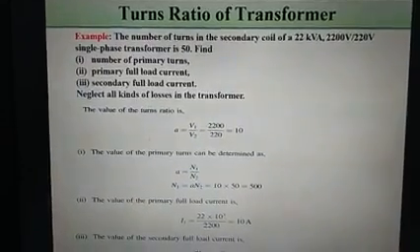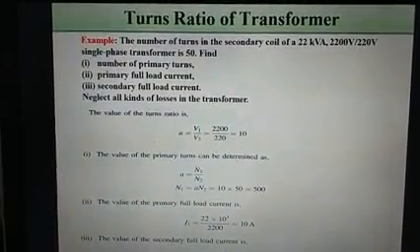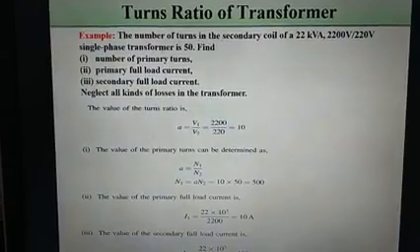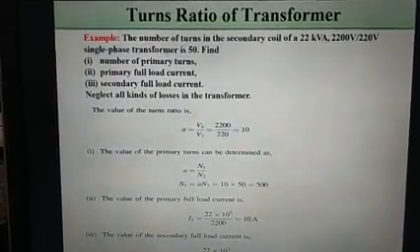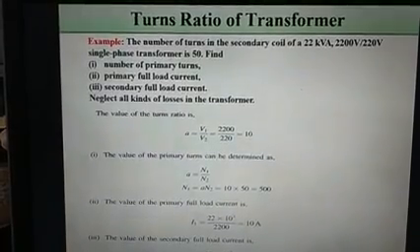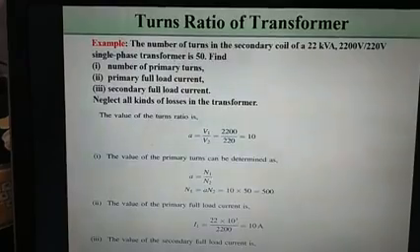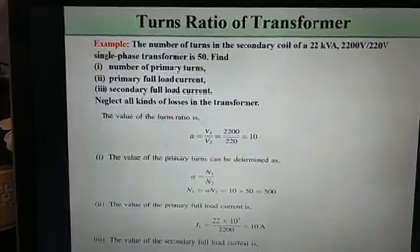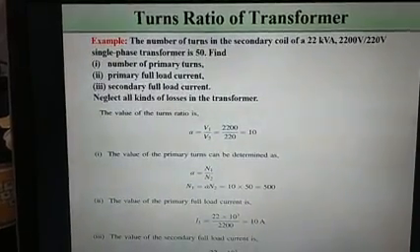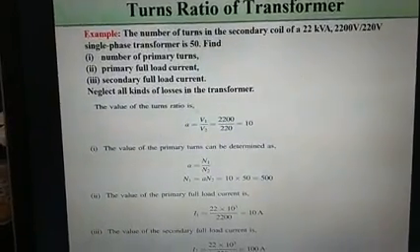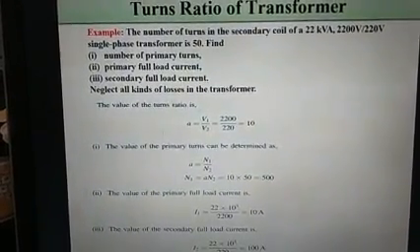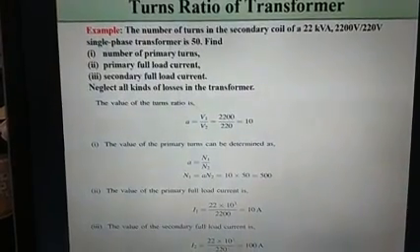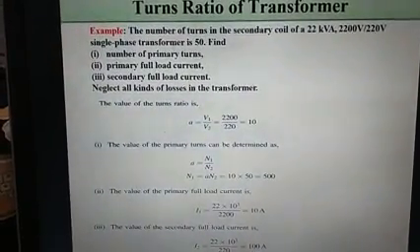This is a very simple and good example for the turns ratio and primary full load current and secondary full load current. The number of turns in the secondary coil of 22 kVA, 2200 volt and 220 volt single phase transformer is 50. So find the number of primary turns. For this, the voltage at the primary side and secondary side is given, so you can easily calculate the turns ratio. A is equal to V1 by V2, which is equal to 10.